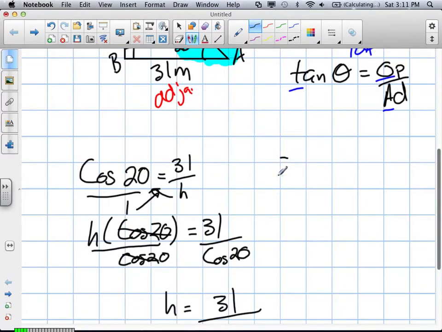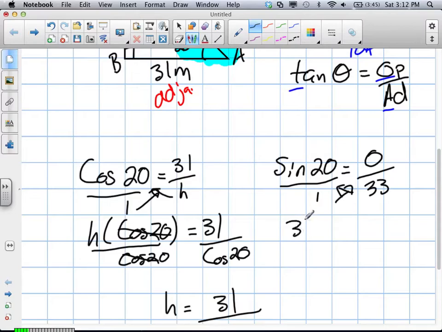Now we're going to set up sine 20 is equal to the opposite, which we don't know, so we'll call that O, over the hypotenuse, which we do know. We're going to round and say it's 33. Technically, to be accurate, we should write 32.98, but we'll keep it simpler. How am I going to get O by itself? 33 is on the bottom. How can I move the 33 to the other side? Cross multiplication.